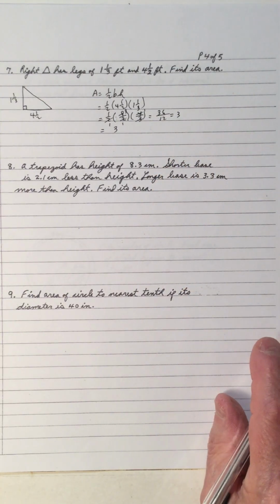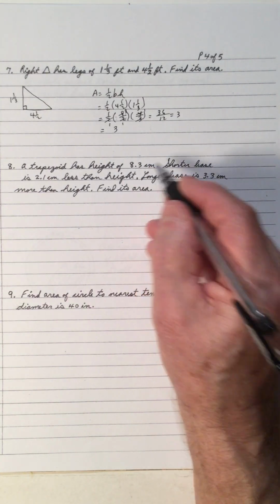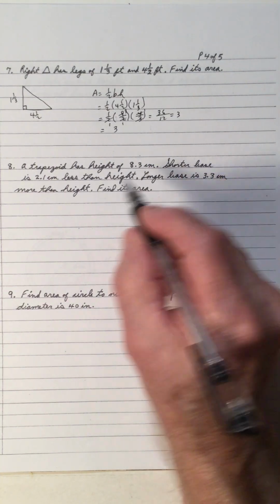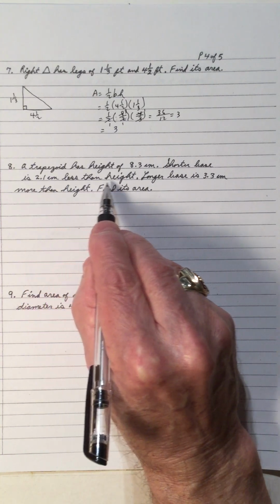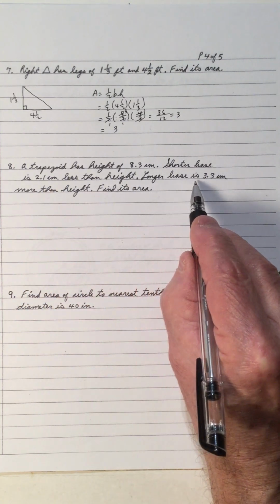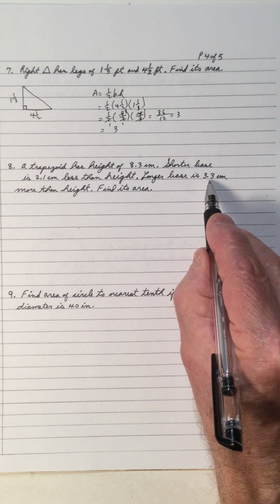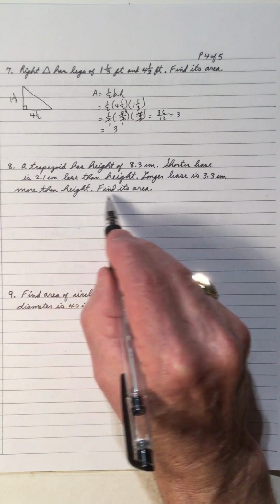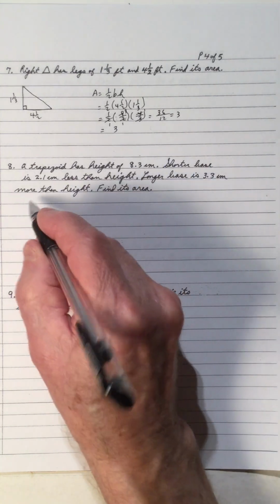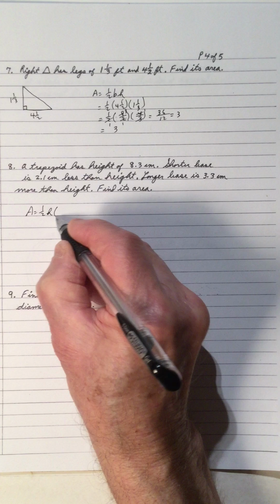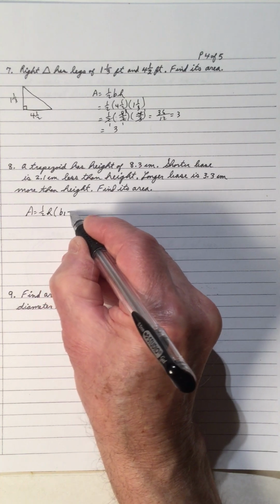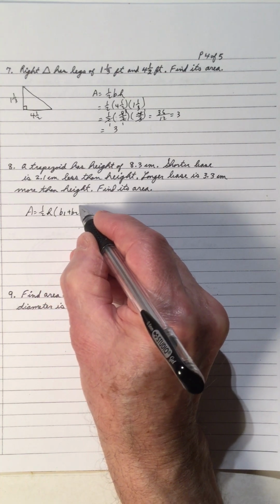Number 8, a trapezoid has a height of 8.3 centimeters. The shorter base is 2.1 centimeters less than the height. The longer base is 3.3 centimeters more than the height. Find its area. Well, the area of a trapezoid is a half the height, base 1 plus base 2.